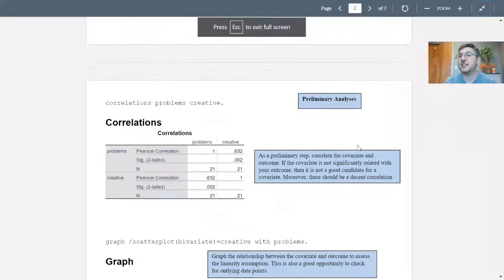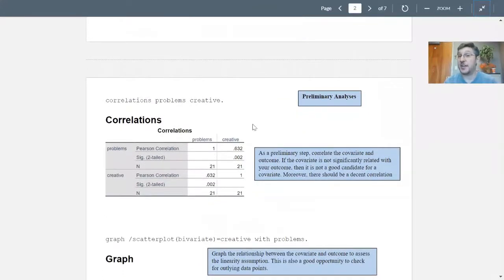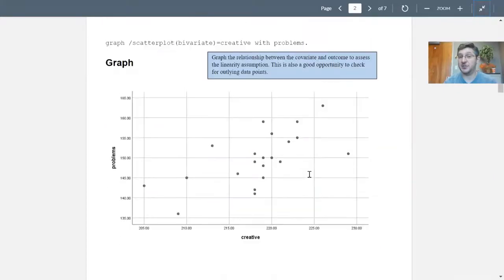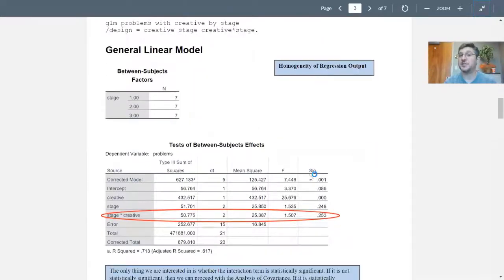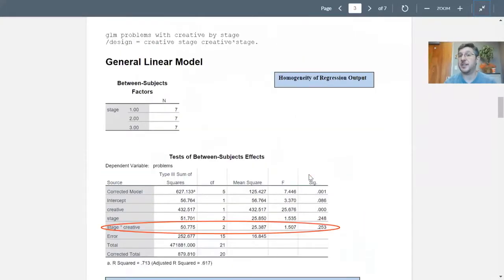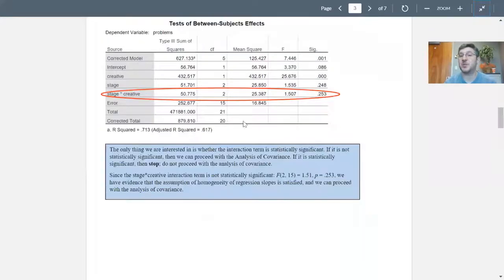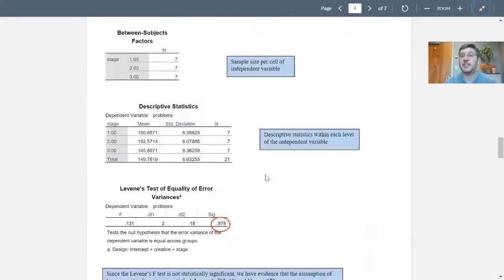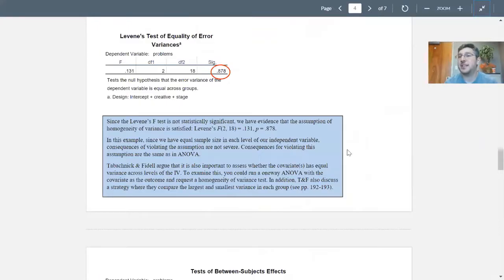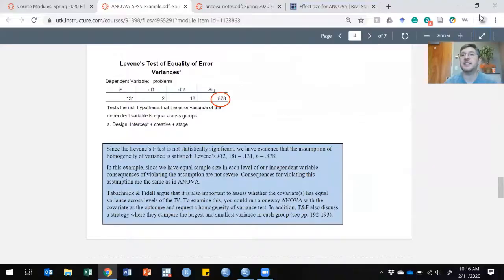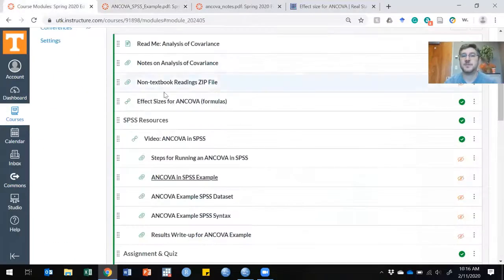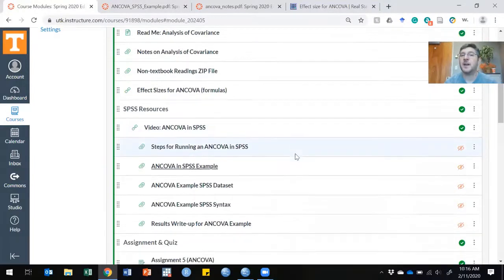Also notice that all the analyses are completely annotated. Here are some preliminary analyses you can run. Here's output examining the homogeneity of regression assumption, what we're looking for, and how we would interpret it. I'll explain this in more detail in the ANCOVA and SPSS video here.